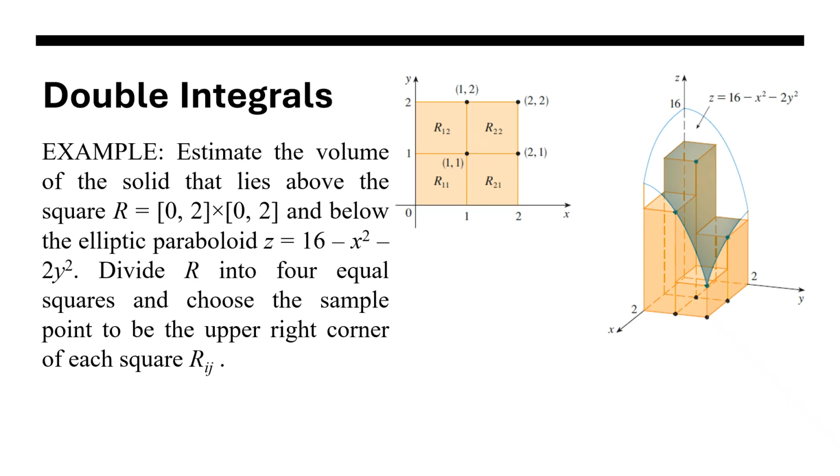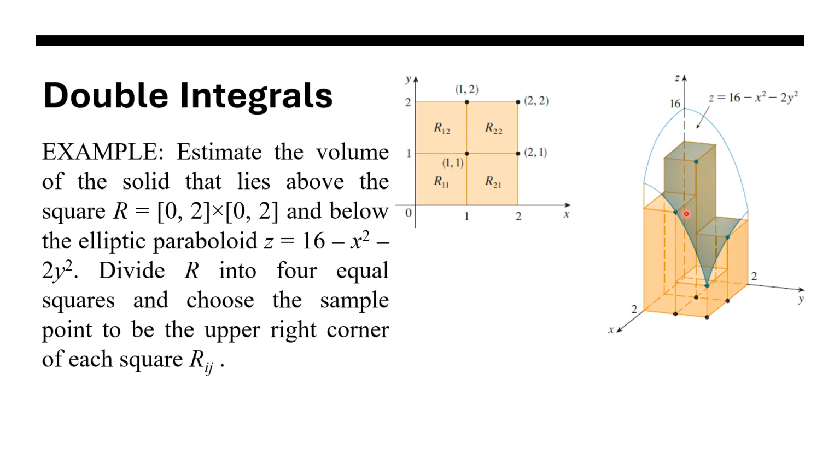Divide R into 4 equal parts or equal squares and show the sample points to be the upper right corner of each of the rectangles. For illustration, this would be the base of the solid, and this would be our paraboloid. So you have z is equal to 16 minus x squared minus 2y squared.